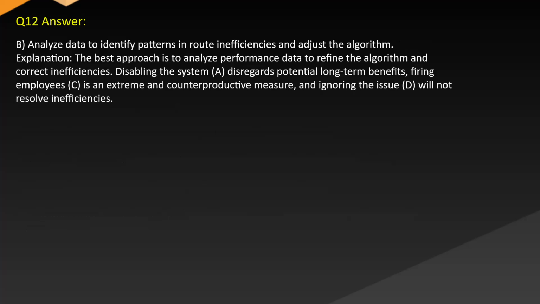Answer: B. Analyze data to identify patterns in route inefficiencies and adjust the algorithm. Explanation: The best approach is to analyze performance data to refine the algorithm and correct inefficiencies. Disabling the system (A) disregards potential long-term benefits. Firing employees (C) is an extreme and counterproductive measure, and ignoring the issue (D) will not resolve inefficiencies.